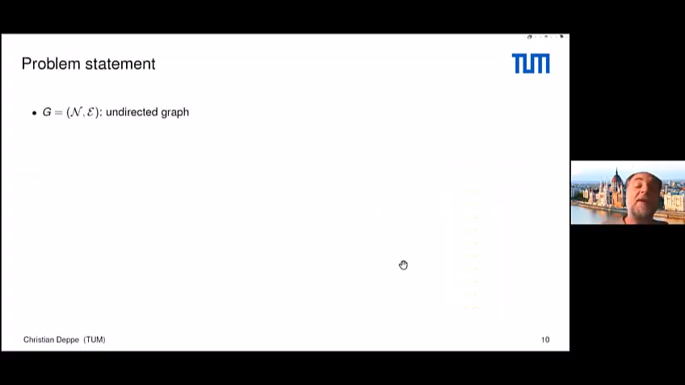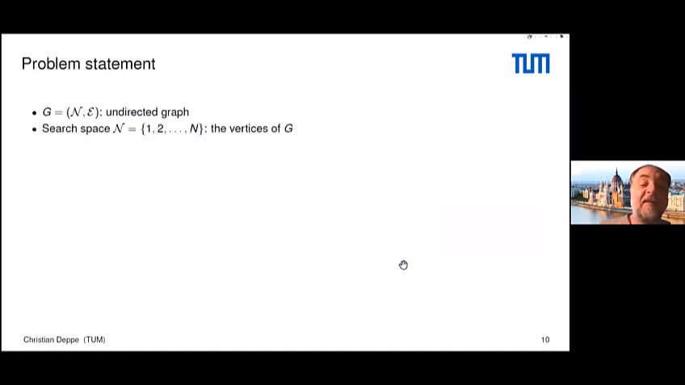So what is the problem? The problem is we must somehow define an object where the searched element can move. And we define an undirected graph. So we have n vertices, and E denotes the edges.